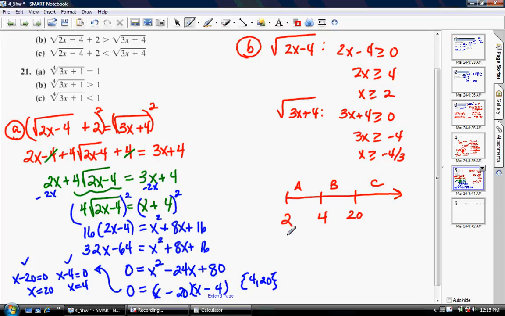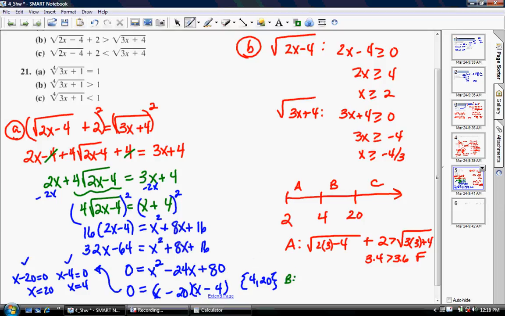So if we plug in a value from region A, which would be 3, we would have the square root of 2 times 3 minus 4, plus 2. Is that greater than the square root of 3 times 3 plus 4? So what is that? 6 minus 4 would be 2. The square root of 2 is 1.4. Plus 2 is 3.4. And you can use your calculator as much as you need to on this. On the right would be the square root of 9 plus 4, the square root of 13. And the square root of 13 is 3.6. So notice that the first part is false.